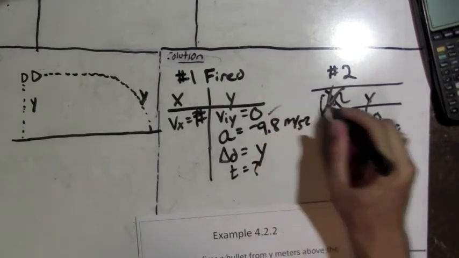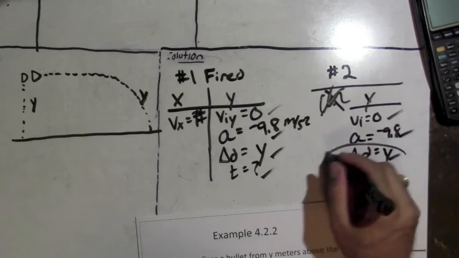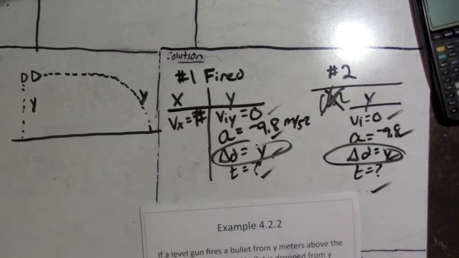If you look, all of these variables match up. They're all the same. So as long as the distance is the same, the time will be the same as well. So it doesn't matter if you drop a bullet or if you fire a bullet horizontally, they will both hit the ground at the same time.